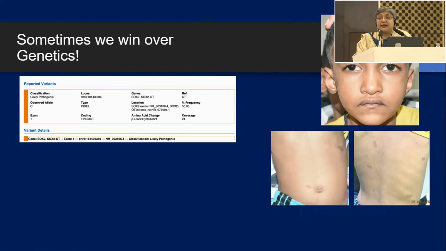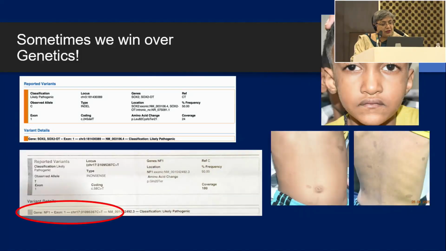So you go back to your lab this time, you win, and you say, listen, SOX2 is for tuberous sclerosis. So they said, okay, let us look for it again. And you really have to tell them to analyze NF1. And once they do that, they find the NF1 variant, which even an NGS can miss. So your phenotype has to be so, so important. And sometimes now you become better clinicians and you win over them and say, listen, this is something which I'm looking for.